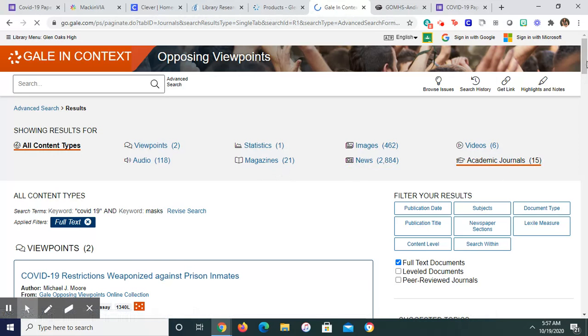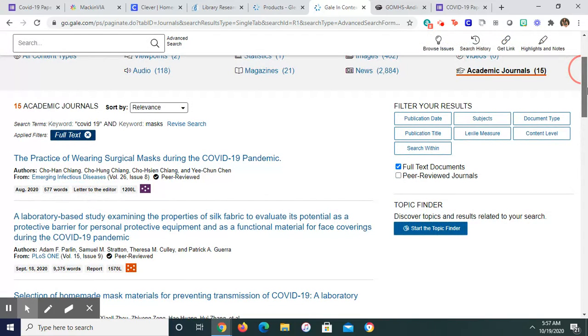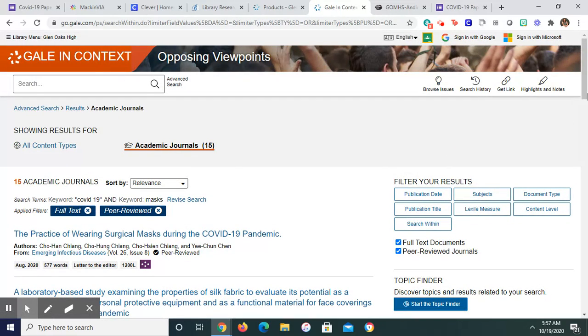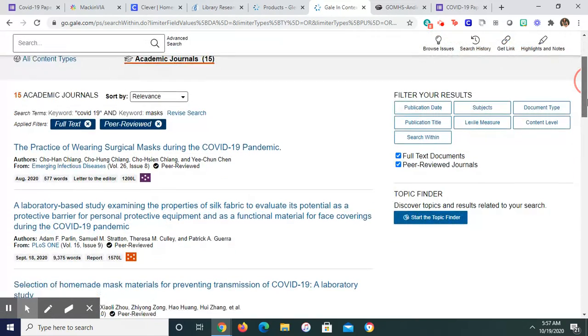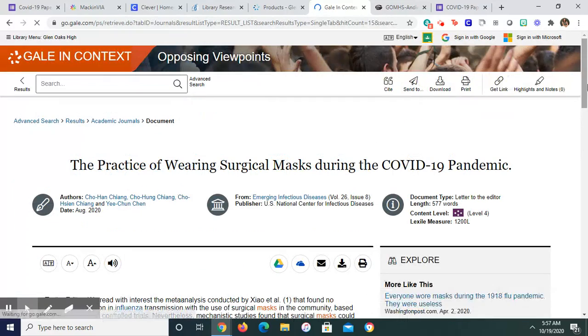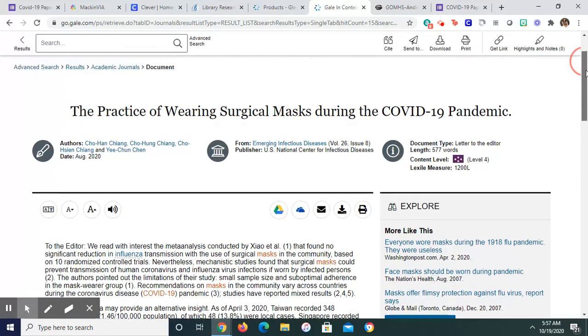We'll go to this academic journal. Remember, academic journals tend to be things that we find mostly in databases. Remember, peer-reviewed are the top because experts said they were good. So if I really want to get that authority, I'm going to do this. That brought it. Actually, it didn't bring it down. They were 15. The practice of wearing surgical masks during the COVID-19 pandemic, let's just say I decide this is good. I read through it, I decide it's good.